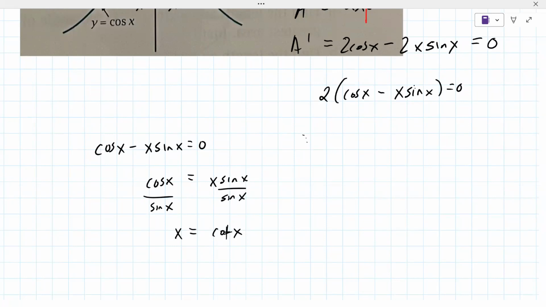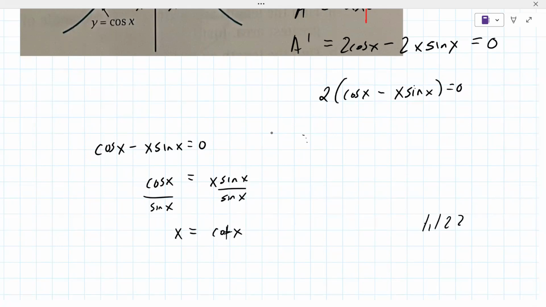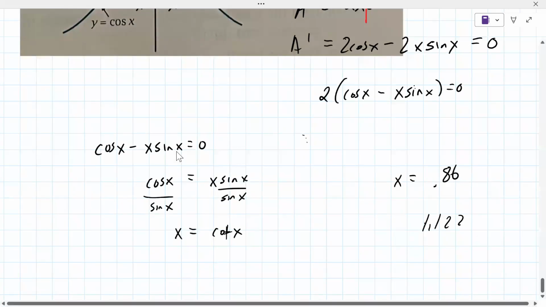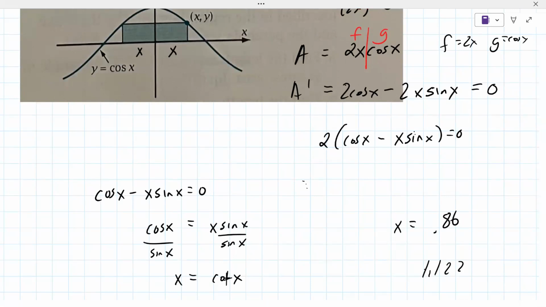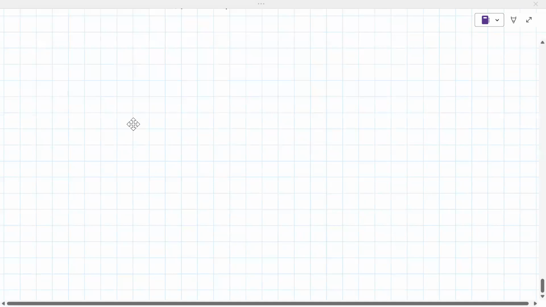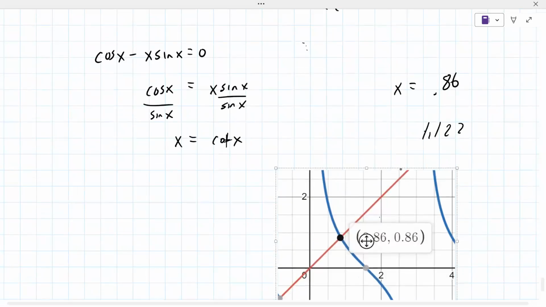Number 19. Oh. 1.122 and x equals 0.86. That's where I don't know how you would know that, but you probably graph this and figure out where it equals 0. What I did is I graphed x and cotangent of x and found their intersection here. So that's how you find x.